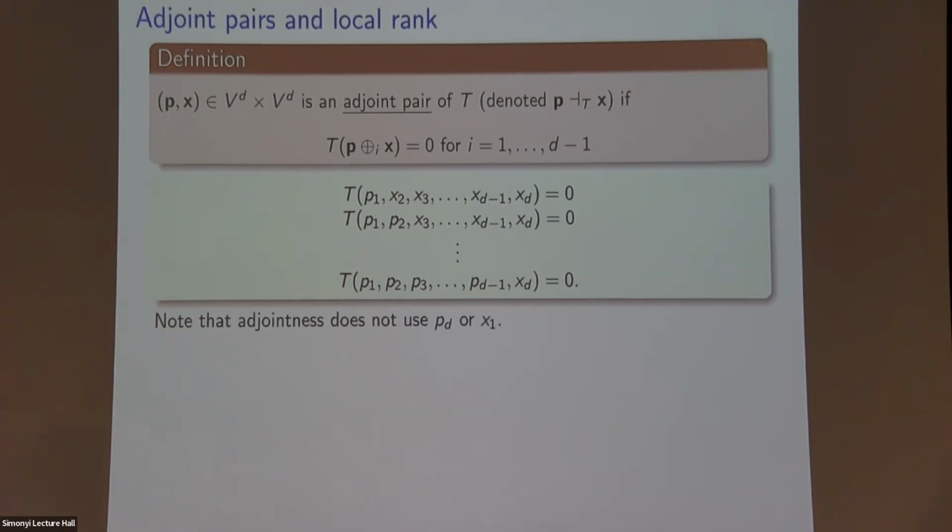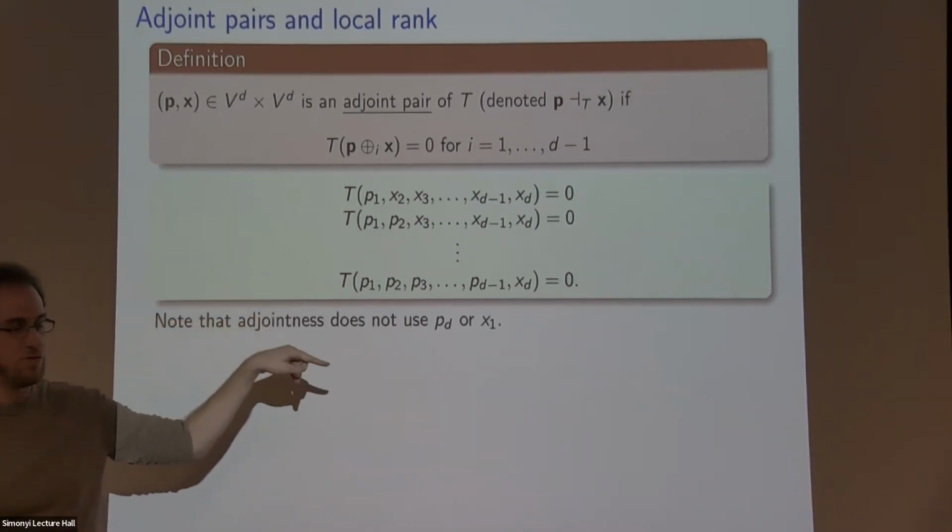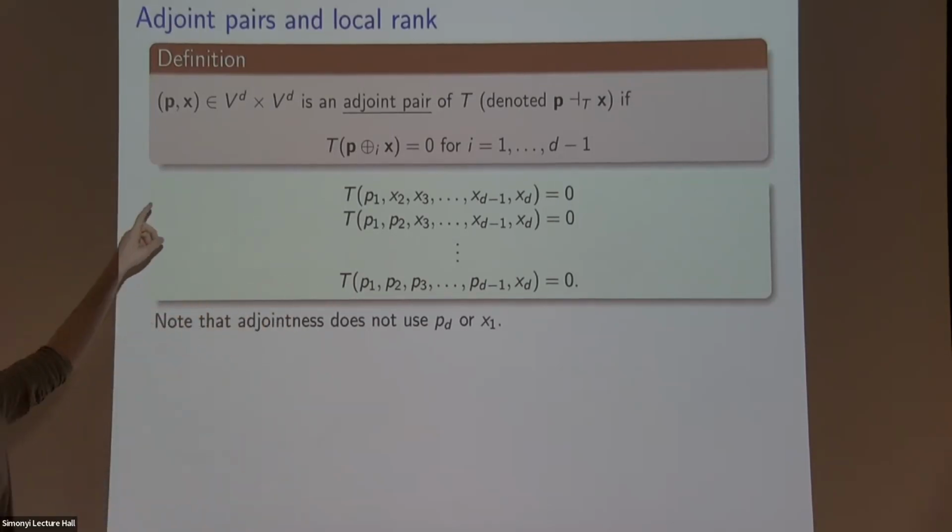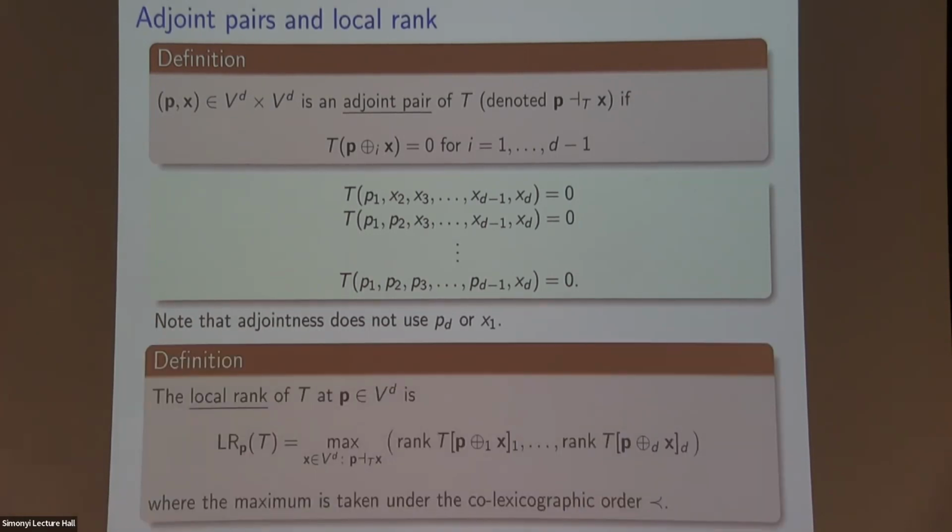Maybe it's worth remarking that P sub D, the last component of P, and the first component of X don't actually make an appearance here. So you actually can replace the index d here with d minus 1, but never mind that. And here's the main definition, local rank. It's a notion of rank of a tensor at a point. So it's very important that you also specify a particular point.